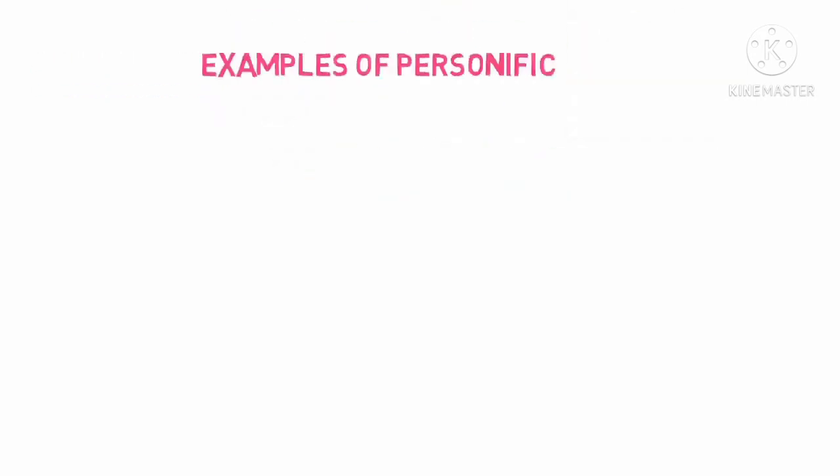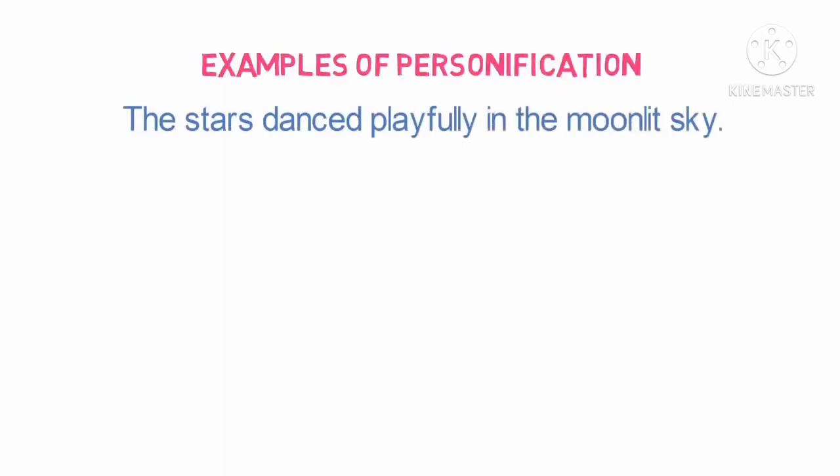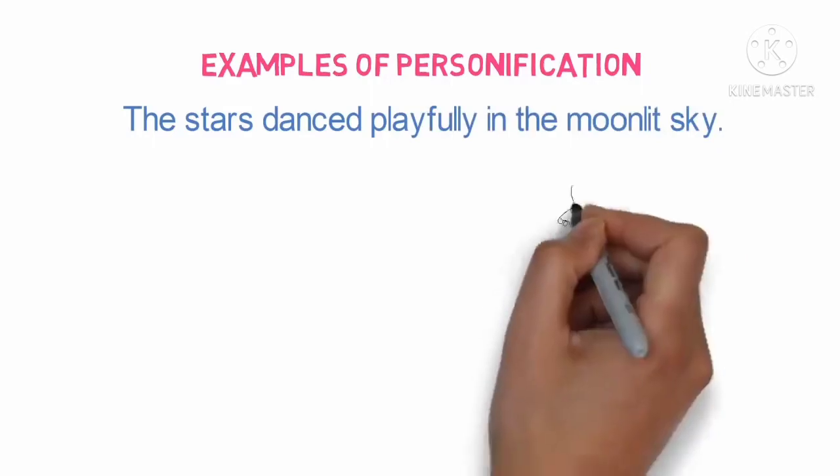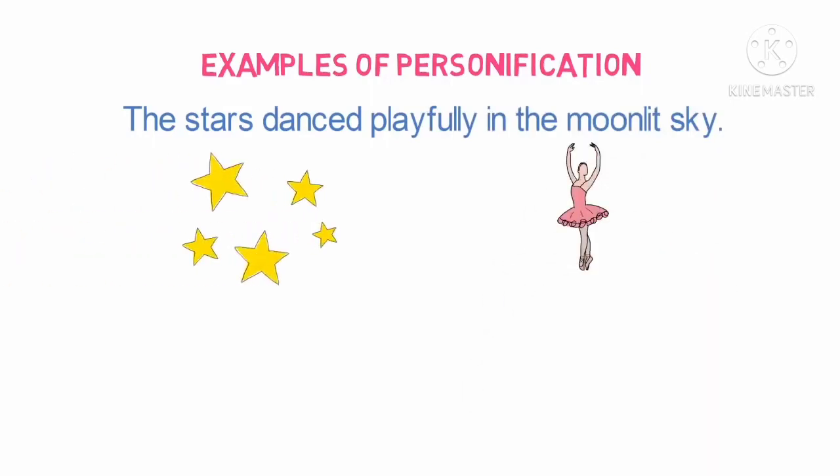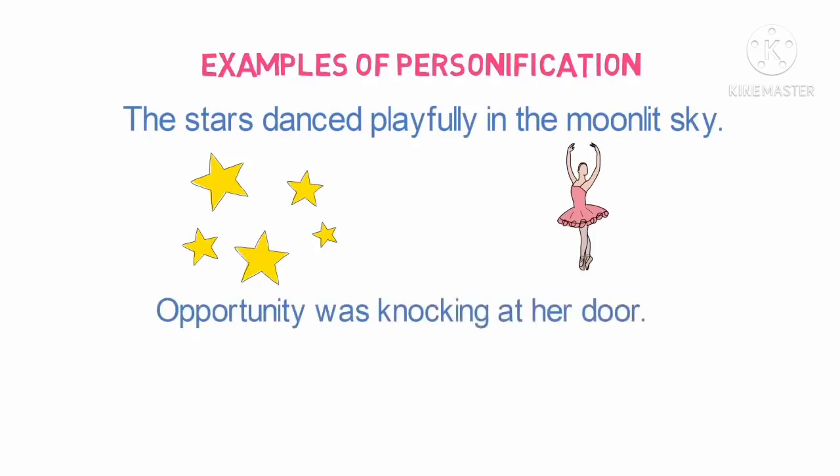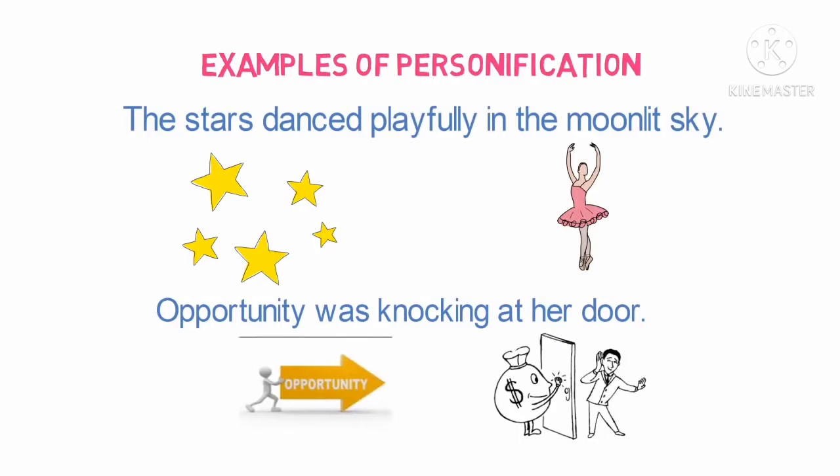Let's look into the next example. The stars danced playfully in the moonlight sky. Here we are giving the human quality of dancing to stars, so it is a personification. Let's look into one more example of personification. Opportunity was knocking at her door. Here we are giving a human quality of knocking to an abstract term, opportunity. So personification is used here.